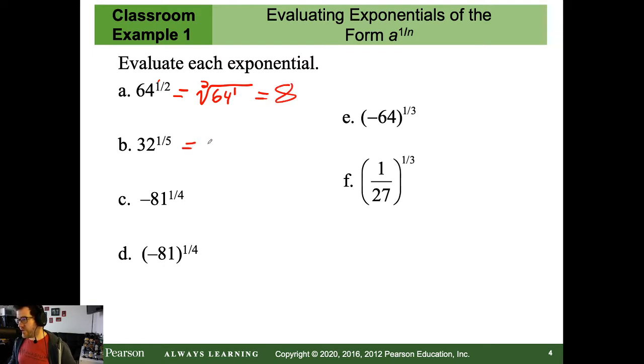I'll do this one for you. 32. The numerator goes in there, and the index here. So we're looking for the 5th root of 32, which is 2. You can do that in your calculator, or you can think to yourself, what times what times what times what times what will give you 32? Go ahead and try the other ones real quick, and then I'll show you how to do them.